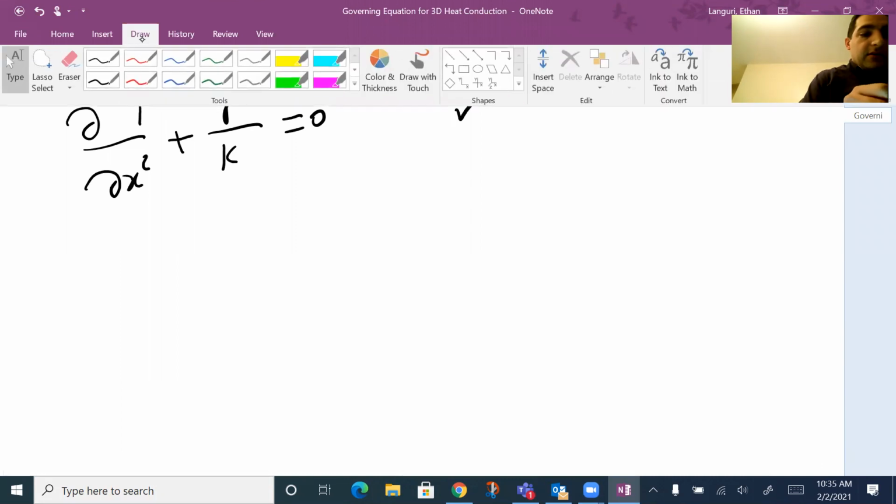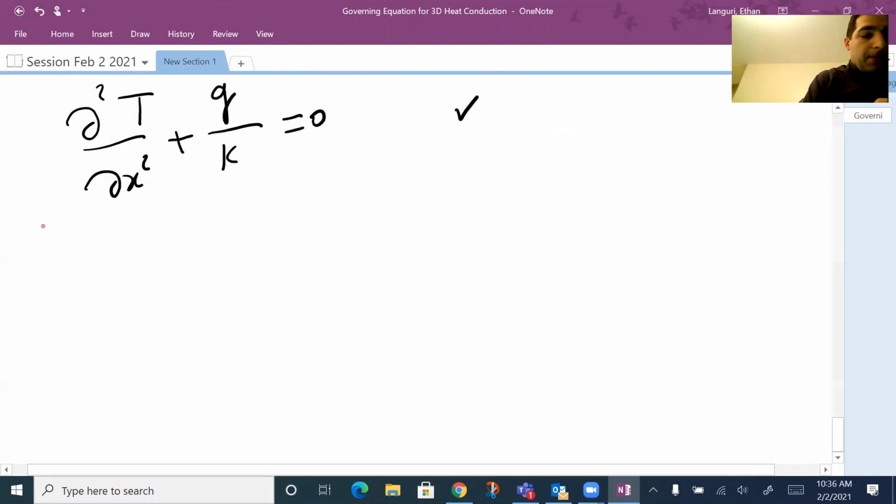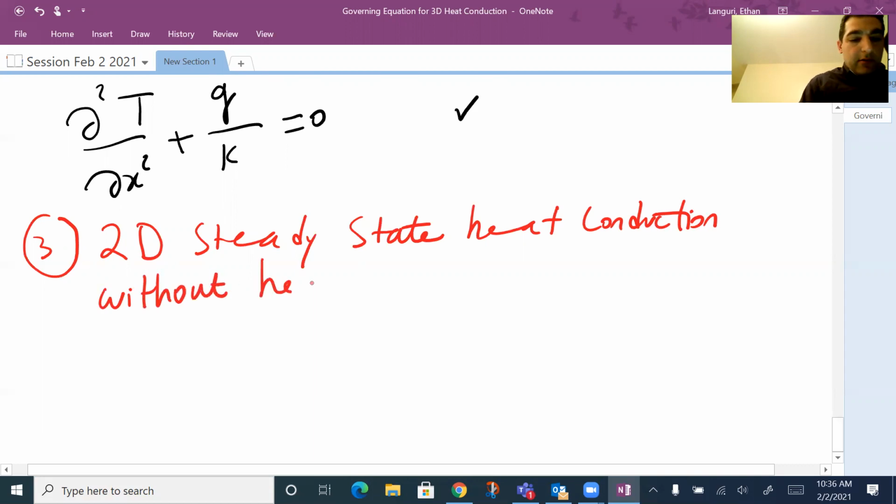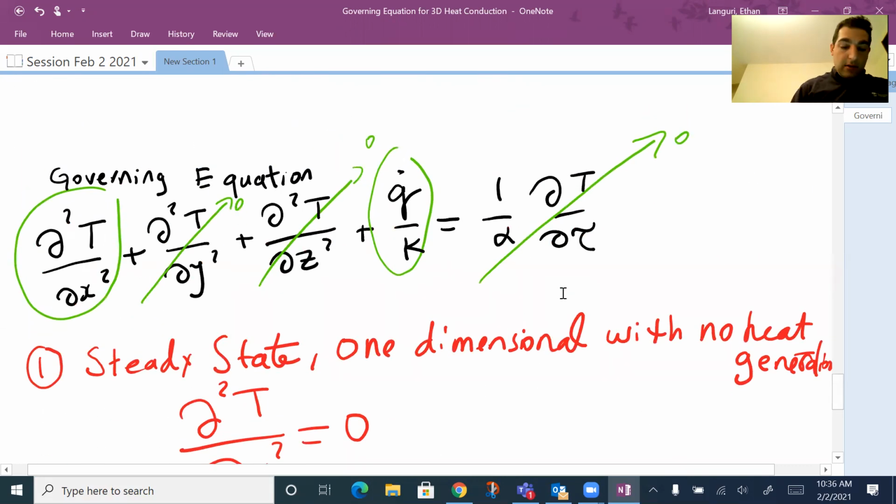Let's look at another scenario. I have two-dimensional steady state heat conduction without a heat source. So in this case, it's a 2D conduction, steady state, and no heat generation inside. Let's look at this scenario quickly.